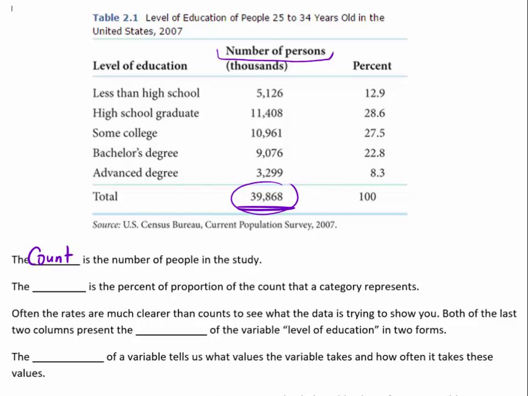Now, the rate is the next big word that I'm going to be using a ton, and actually for the rest of the class period. So if you have to know one of these, know what rate means. And all a rate is, it's a percent or a proportion of the count that a category represents. So what you're doing here is you're taking a category and you are comparing it to the count, the total. And by comparing in math, comparing means dividing. So we're taking the category and dividing it by the count. You could think of this as a category over the total.